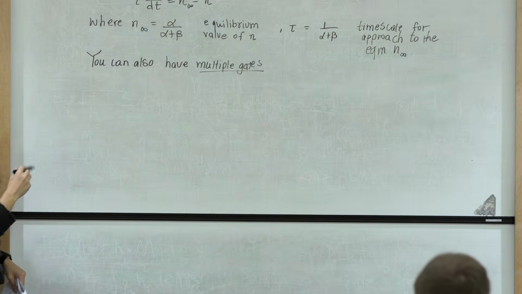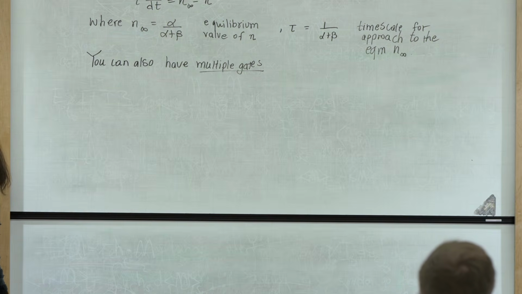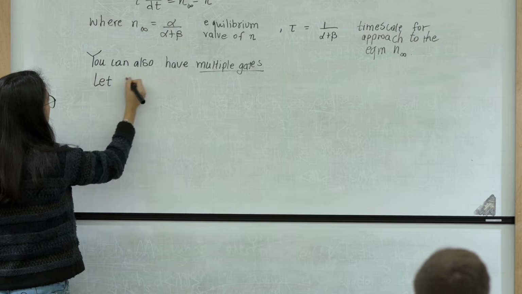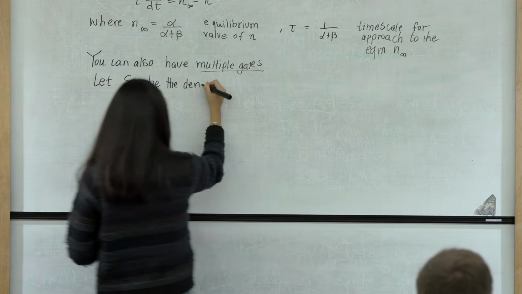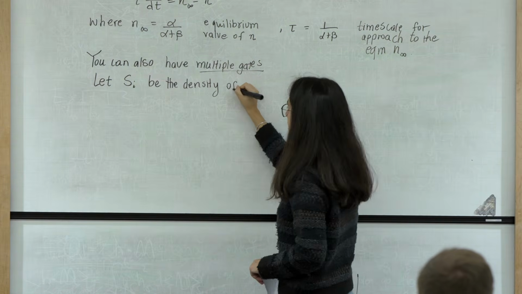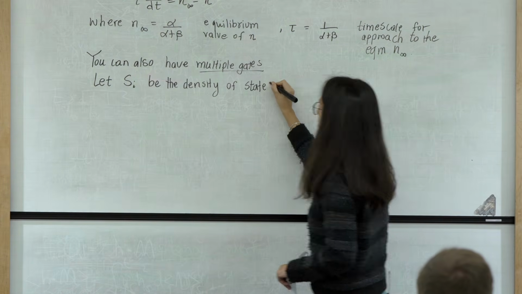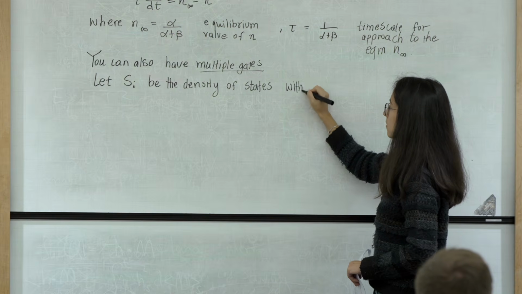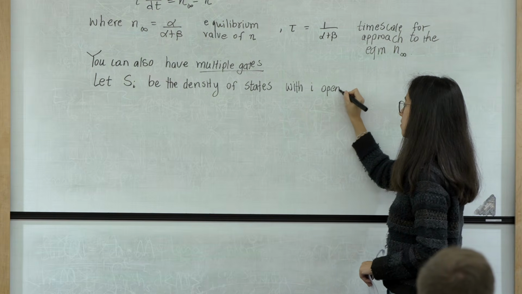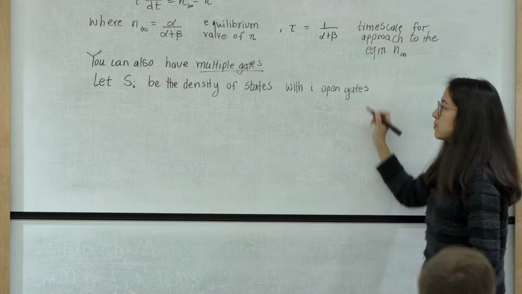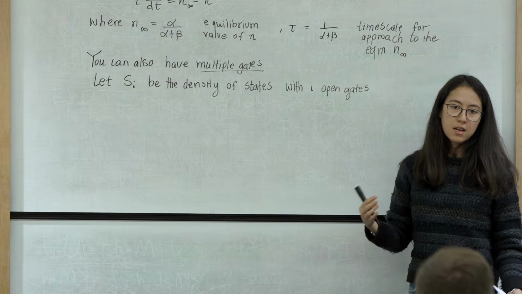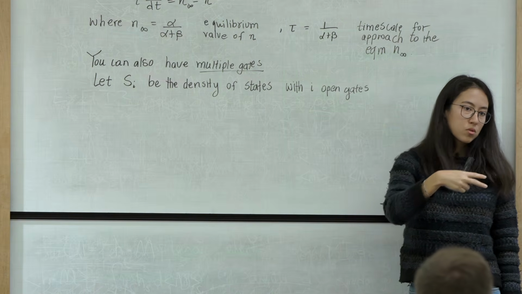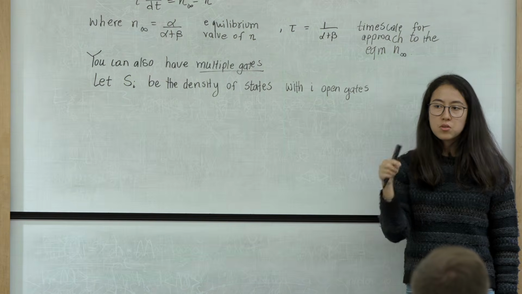So to keep track again of the equations, I'm going to use another notation. I'm going to denote now by S_i the density of states with i open gates. This means that if I write S_0, I just mean that you have 0 open gates, everything is closed. If we consider 2 gates and I write S_2, they are all open, right?